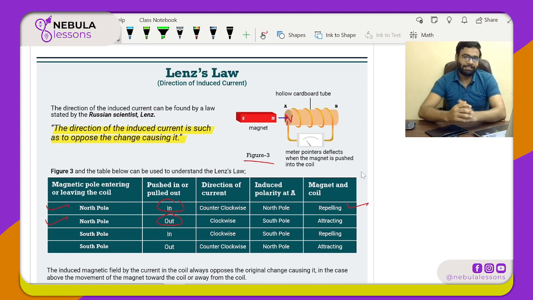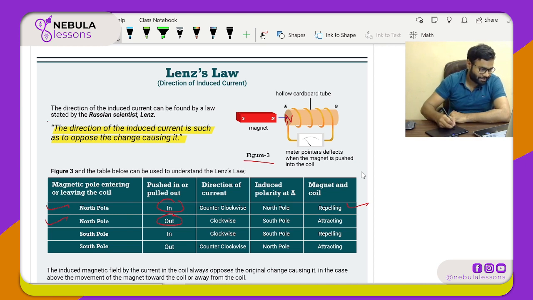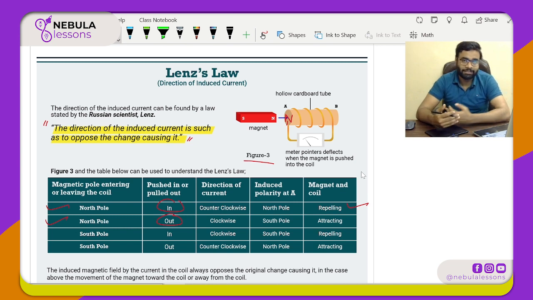So this is what Lenz's law says. It says that the direction of the induced current is such as to oppose the change producing it. The change here is the movement of the magnet, which is producing the induced current, and this induced current is inducing polarities on ends A and B, opposing the movement of the magnet causing this change. So this is what Lenz's law is, and Lenz's law is also a form of conservation of energy.